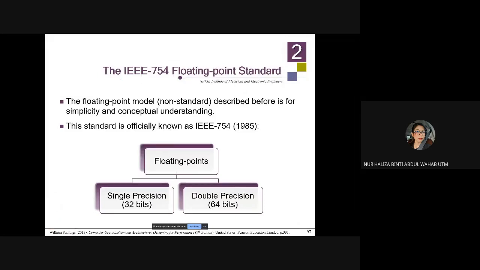Okay, we have the IEEE 754 floating point standard. So in this, that is why previously, if you still remember, I mentioned about 32 and 64 bits. So 32 is single precision. 64 is double precision.